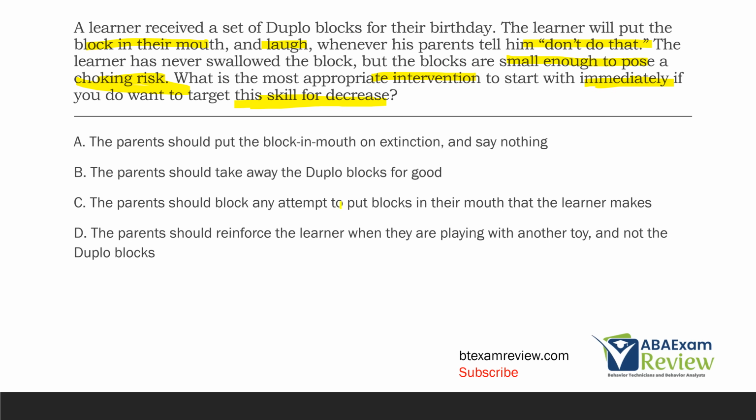D, the parent should reinforce the learner when they were playing with another toy and not the Duplo blocks. D kind of has the same issue as B, where we still want them to engage with the blocks because we're trying to decrease this behavior. And if they're not engaging in the blocks, we can't decrease the behavior. That's a problem. So B and D have the same issue. C still allows them to play with the blocks. Now we're just going to keep them safe, make sure they don't put the blocks in their mouth while we work on developing another intervention.